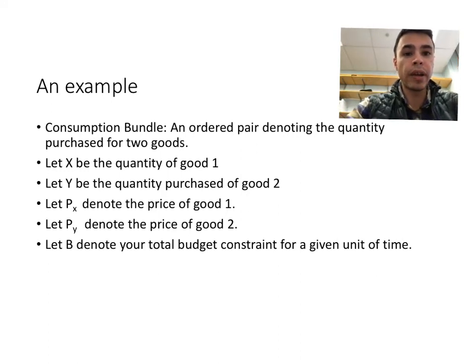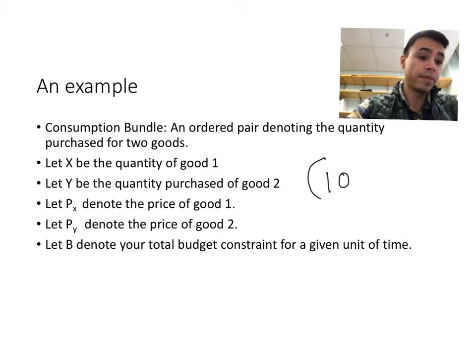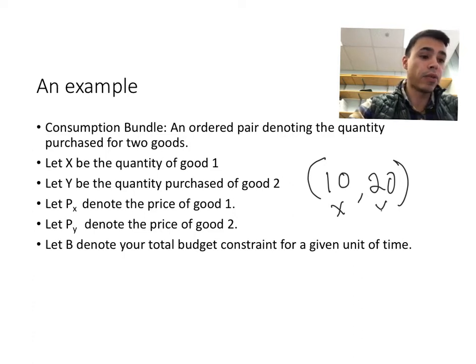So when I say ordered pair, what I mean is this. We might purchase 10 units of good 1, and we might purchase 20 units of good 2. So 10 is the amount of good X that you're buying, and 20 is the amount of good Y that you're buying. So it's an ordered pair, right, with X first and then Y second.